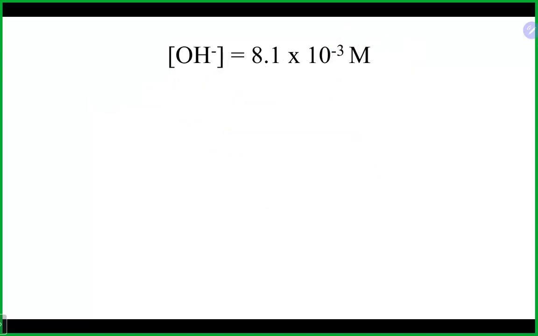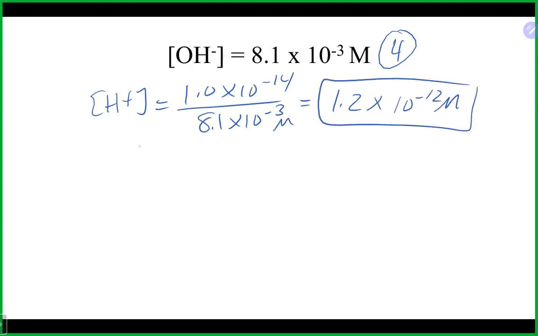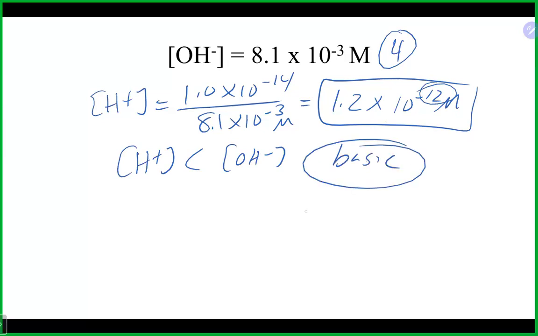Okay, and the last one here, this was number 4. We also have the hydroxide concentration, so we're looking for the H plus concentration. Again, H plus is going to be our 1 times 10 to the minus 14 divided by 8.1 times 10 to the minus 3. That looks like 1.2 times 10 to the minus 12 molar. Comparing our H plus to our OH minus, definitely our H plus is much smaller than our OH minus in this case, and that would mean this solution is basic.